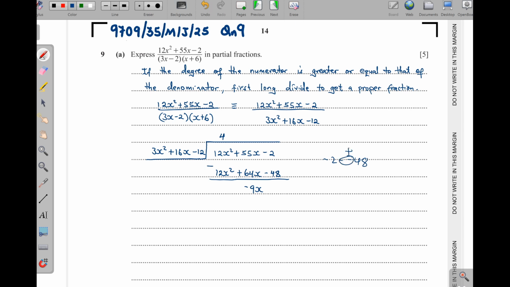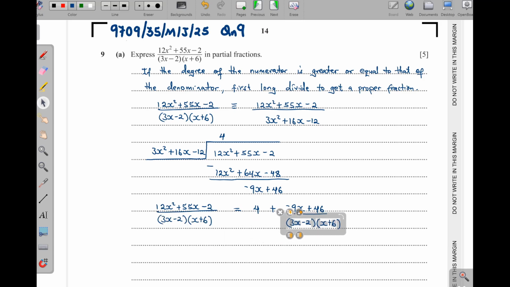This one will be a plus, and then we get 40. Isn't that 46? So positive 46. Now the degree of this one is a 1. It is less than this one, so that one becomes the remainder. So this simply implies that what we are having here is equal to 4, then plus what we have gotten here, and then we are dividing by what we are having here, again the denominator.